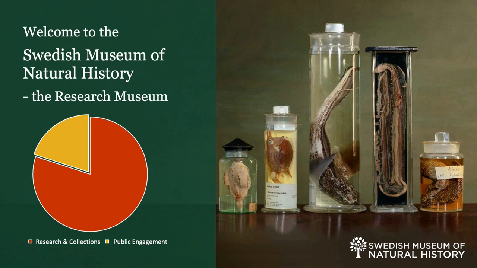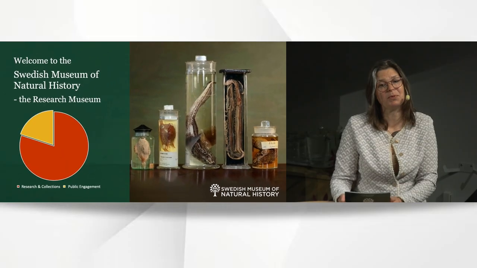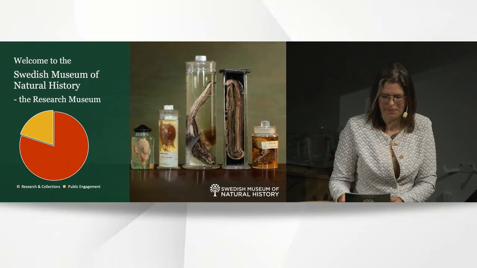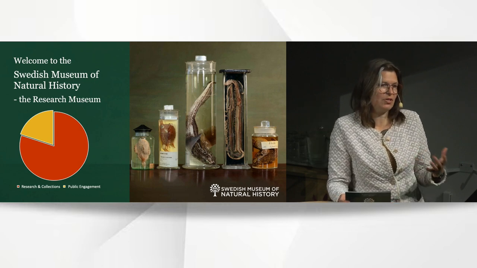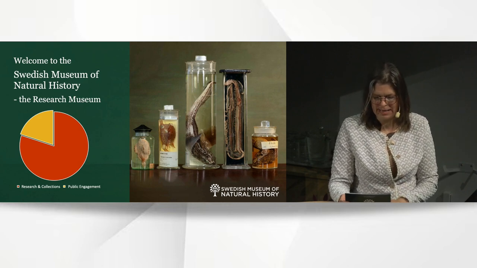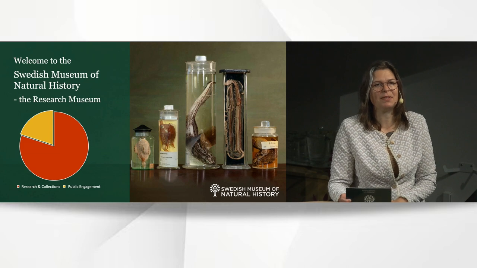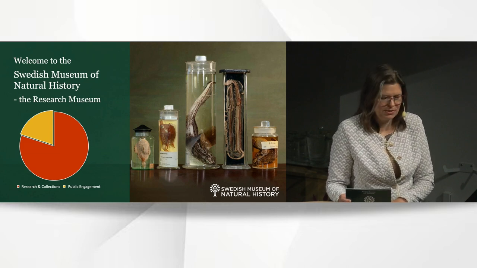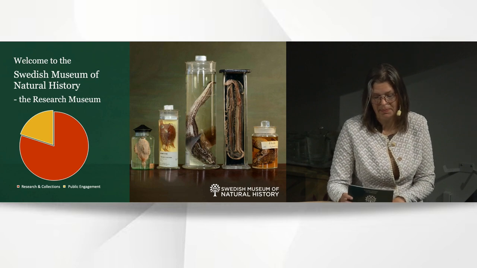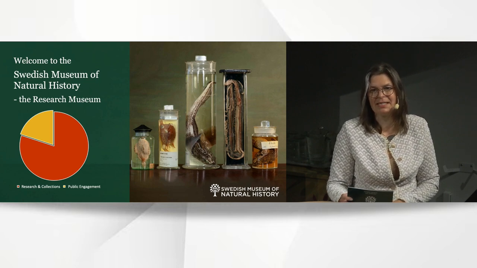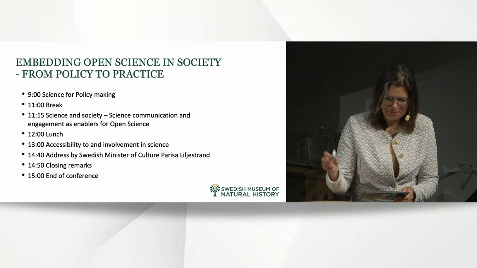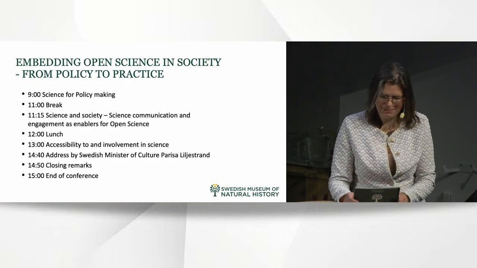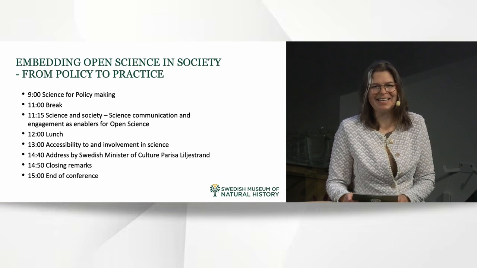The position of the museum is to be the research museum, to highlight the legacy of the museum as a research institution. This diagram reflects the distribution of resources at the museum between research and collections and public engagement. The fact that more than three quarters of our resources are put towards research and collections, and that we publish about 250 scientific papers each year, comes as a surprise to many people. So with that said, I hope you feel that we are the right place for today's discussion.